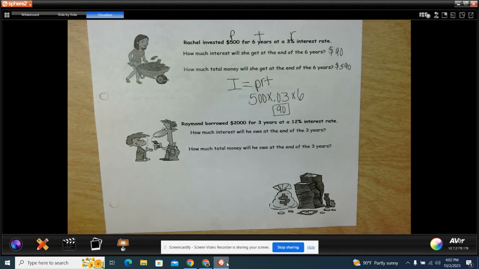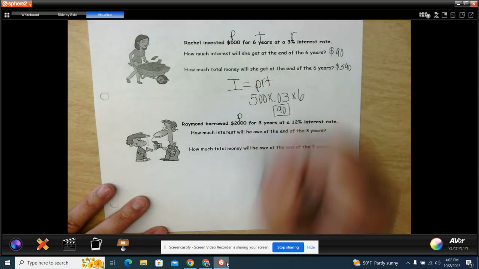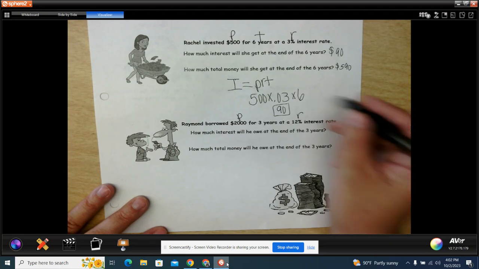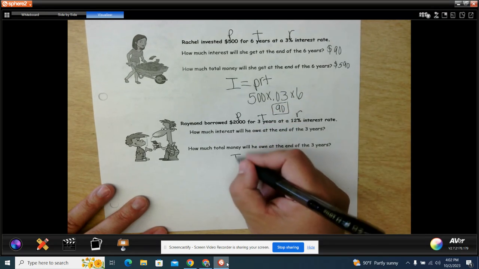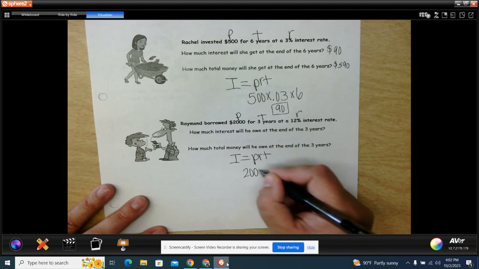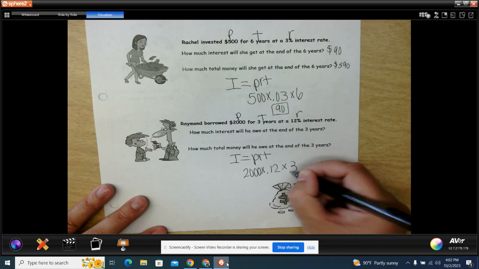All right, last one. Raymond borrowed $2,000 for 3 years at a 12% interest rate. How much will he owe at the end of 3 years? So his money amount is our principal, our rate is 12%, and our time is 3. We're going to use our simple interest formula. We have 2,000 times 0.12 as our rate in decimal, times 3 years.